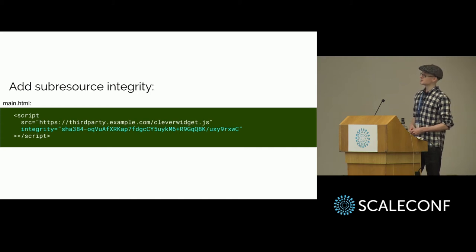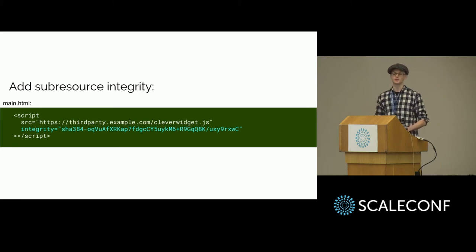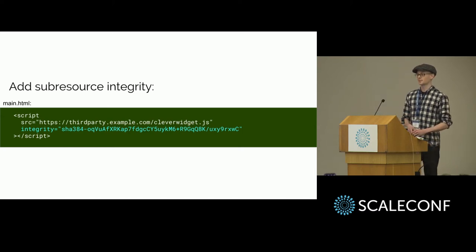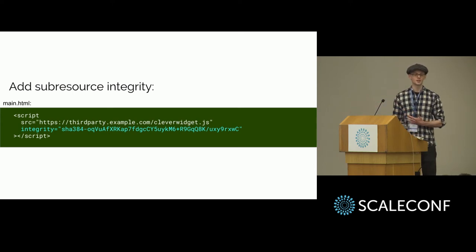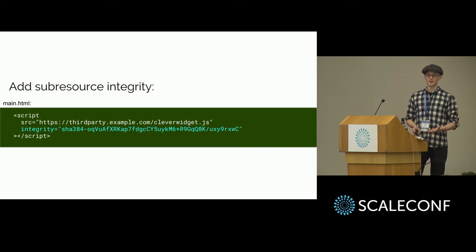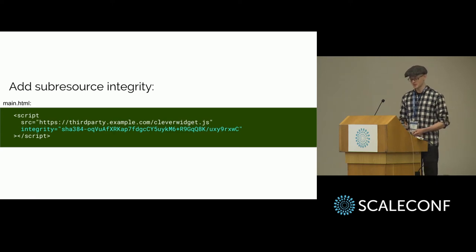So we invented this thing called Subresource Integrity, which allows you to add a hash of the content on the third-party server to your script tag. So once that JavaScript is downloaded, if it doesn't match the hash, it doesn't get parsed. So that's kind of swinging completely 100% the other way. Now the third party can't even make a bug fix to their JavaScript without preventing it from executing in your browser.